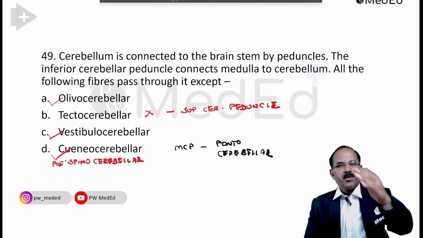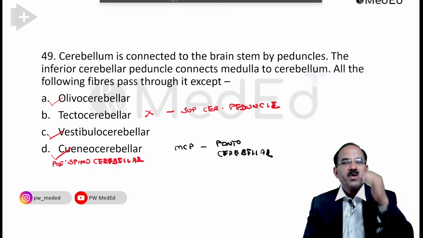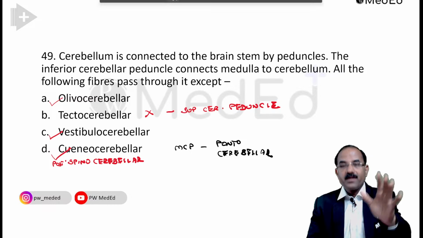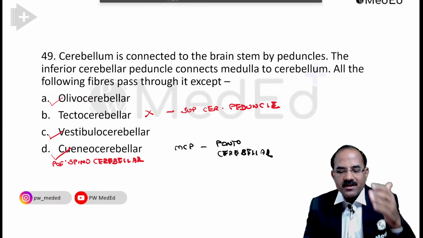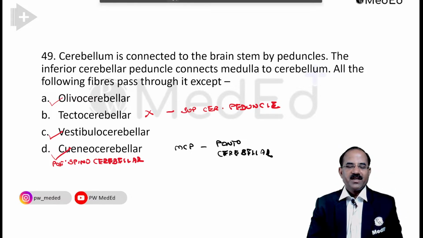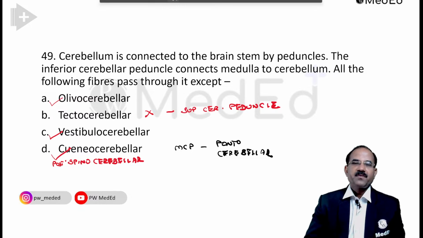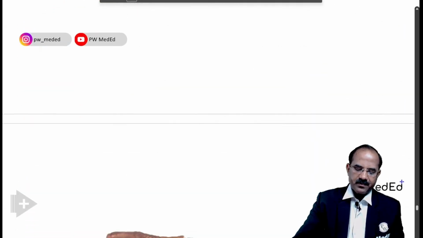These are extremely important. Students, whatever I have told you, what are the points that we have discussed, be very clear about this and keep on revising this. These are all very important MCQs for your exams. Right? See the next MCQ.